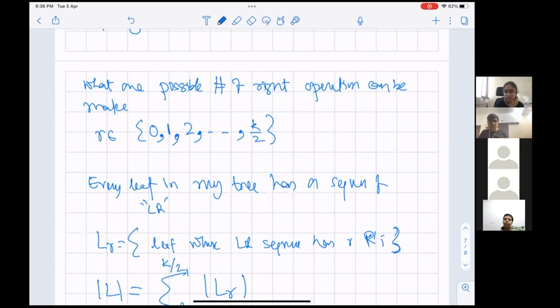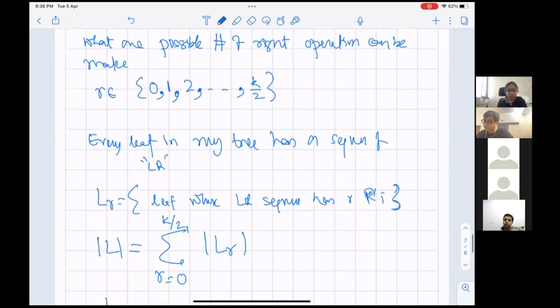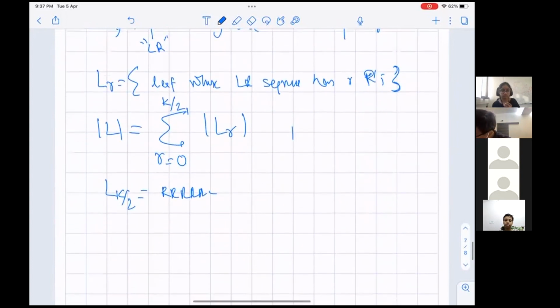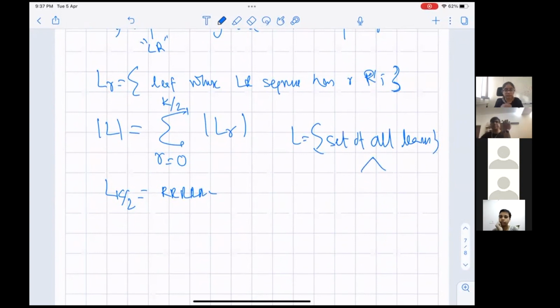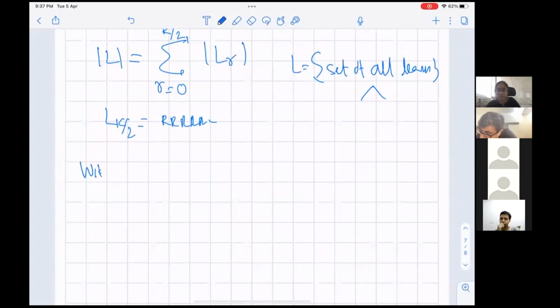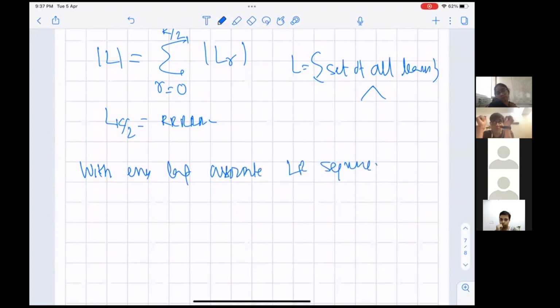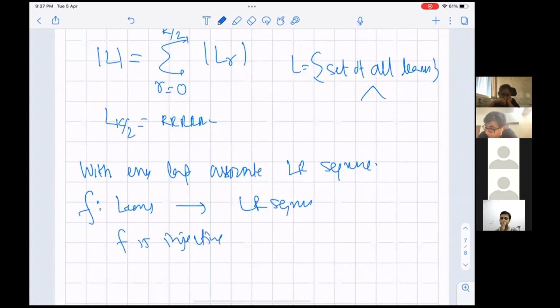Okay. So is that fine? Capital L is the set of all leaves. Now look at the set of leaves. With every leaf, associate an LR sequence. And because of the algorithm, the LR sequence of a leaf is unique. So this implies that there's a function from leaves to LR sequences, and this function F is injective. That's all that I did. Now I'm trying to upper bound the feasible LR sequences which are possible in this algorithm or in this tree.